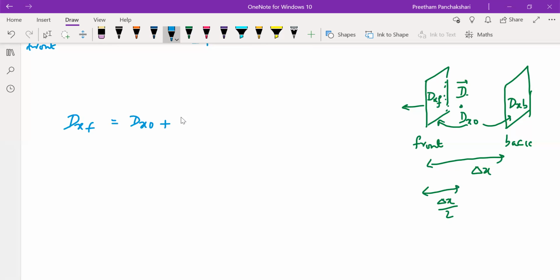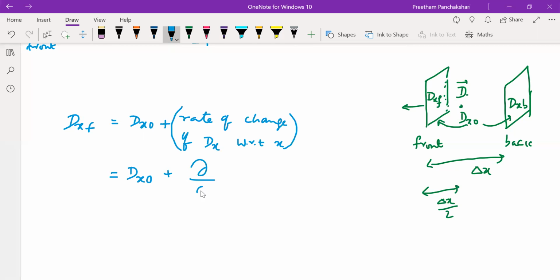That's why we can find Dxf in this way, by considering the rate of change of the x component of D with respect to x. That means in the x direction, what is the rate of change of Dx? What I mean is that the initial value of the x component of D is Dxo. From there it starts changing with respect to distance in the x direction. This is our rate of change of the x component of D with respect to x. See, the numerator is the change in D, the denominator is the change in distance.